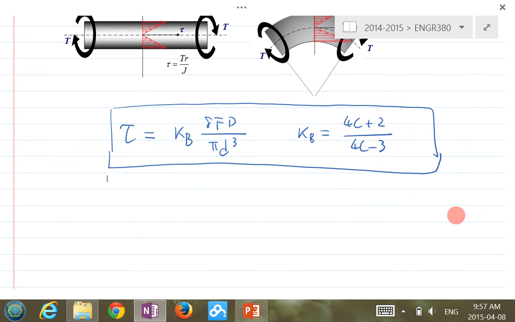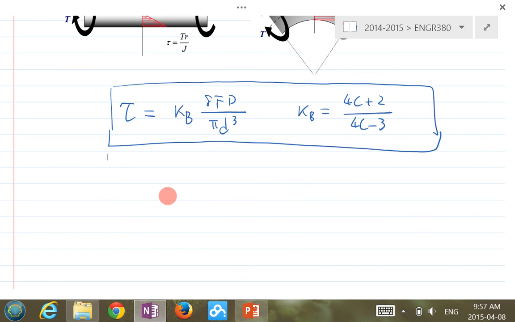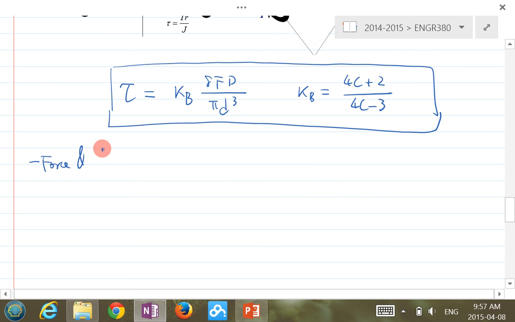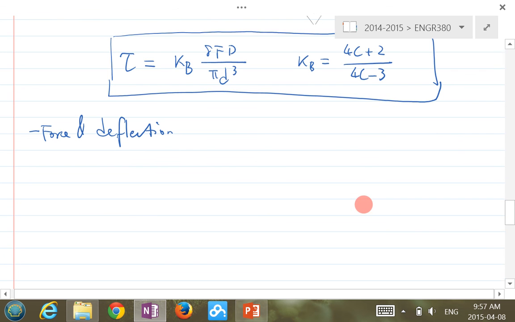So now let's look at the strains, right? Well, actually, before we look at the strains, we need one more thing here. So now let's look at the force and deflection. Basically what we're trying to nail down is the stiffness of the spring here. Okay, what's the stiffness?